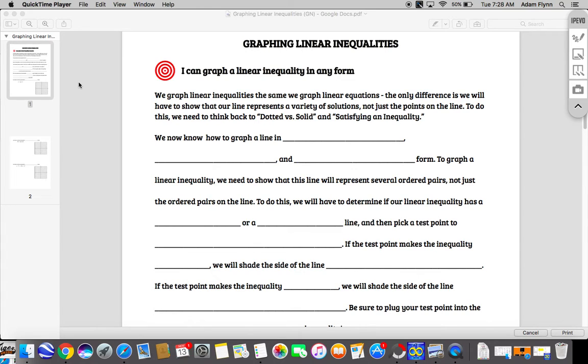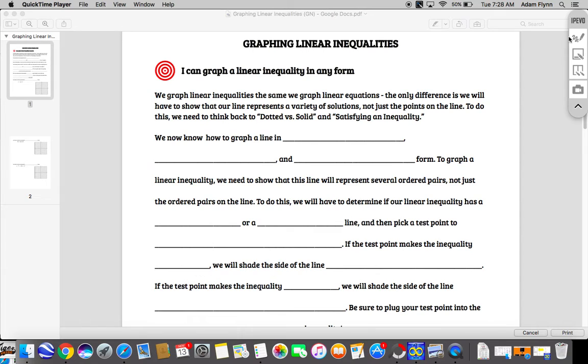This is the guided note video for graphing linear inequalities. The learning target is I can graph a linear inequality in any form. We graph linear inequalities the same way we graph linear equations. The only difference is we will have to show that our line represents a variety of solutions, not just the points on the line. To do this, we need to think back to dotted versus solid and satisfying an inequality.